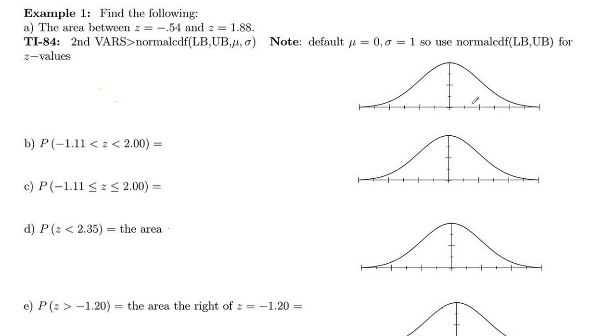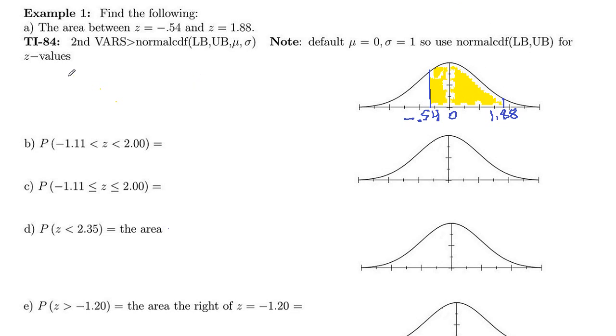So here's a picture of our normal distribution. We've got a mean of 0 in the middle, and then 1, 2, 3 standard deviations to the right, 1, 2, 3 to the left, gives about 100% of the data. Negative 0.54 would be approximately right here, and then 1.88 would be about right here. And we want the area in the middle there. So we want that area right there.